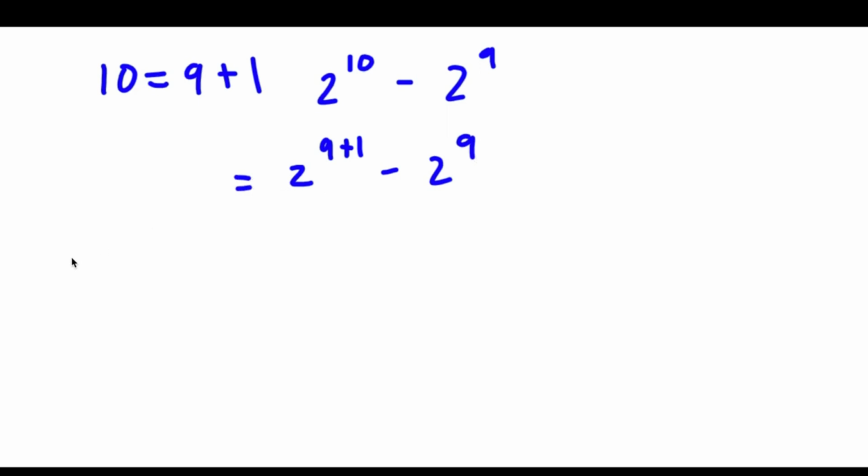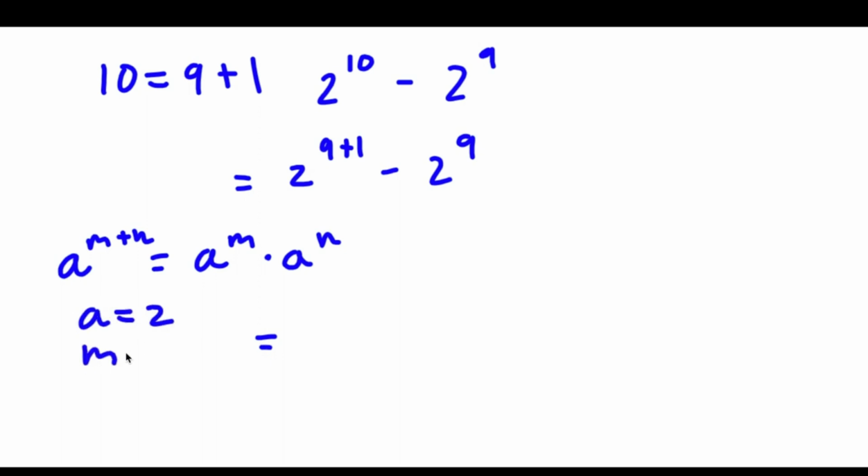Now if I have something in the form a to the power of m plus n, this is equal to a to the power of m times a to the power of n. So 2 to the power of 9 plus 1, in this case, a would be 2, m would be 9, and n would be 1. So I'd have a to the power of m, so 2 to the power of 9 times a to the power of n, so 2 to the power of 1. Now I have this minus 2 to the power of 9.